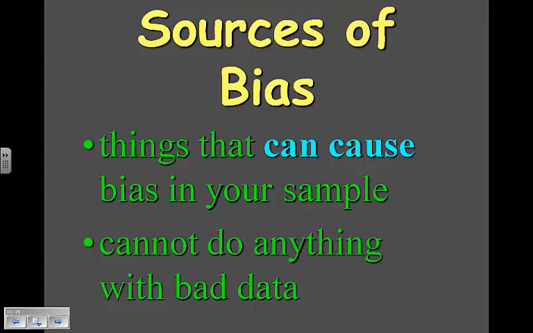And remember that bias is bad. You can't do anything with bad data. If you have bad data, everything you're going to do with it is going to be wrong. So you can't do anything with bad data, and that's why we spend so much time talking about how do you gather data, what's a good way to gather data versus a bad way to gather data. Because if you're getting bad data, everything is going to be screwed up.